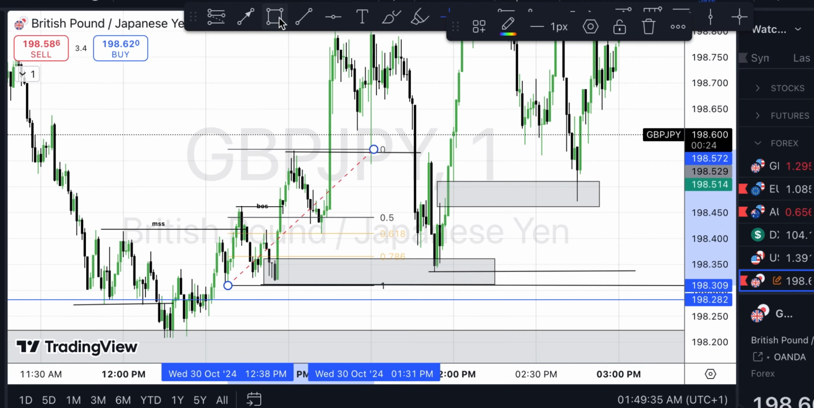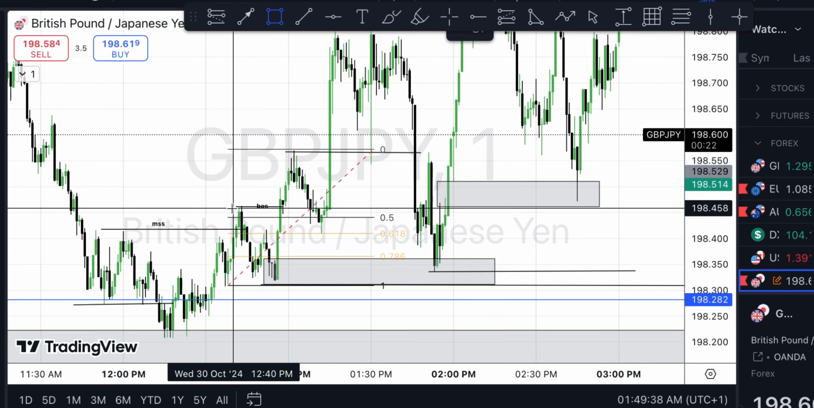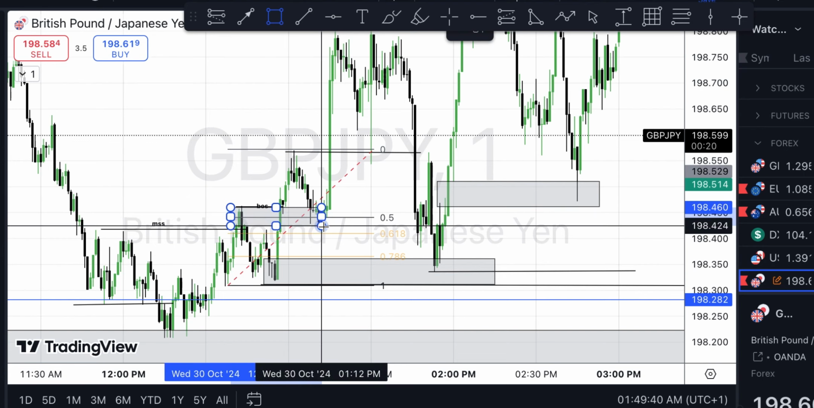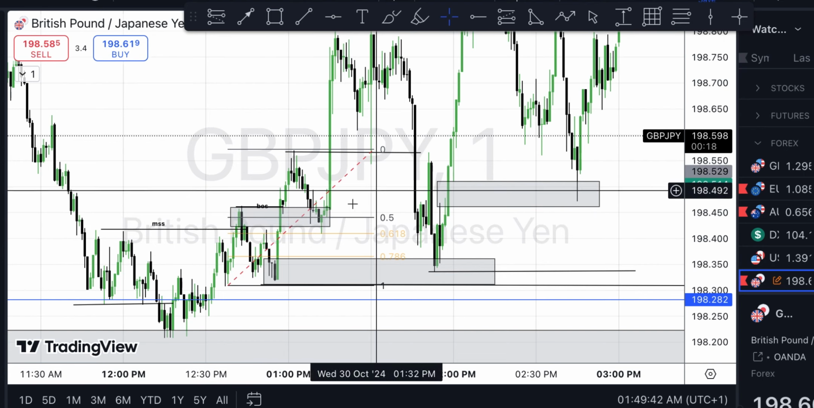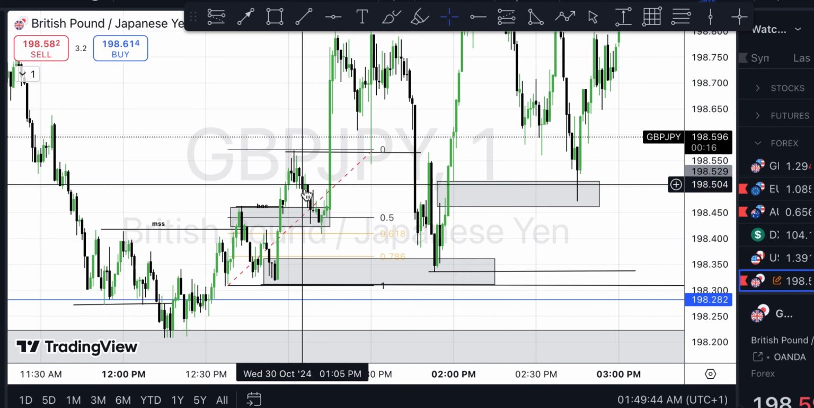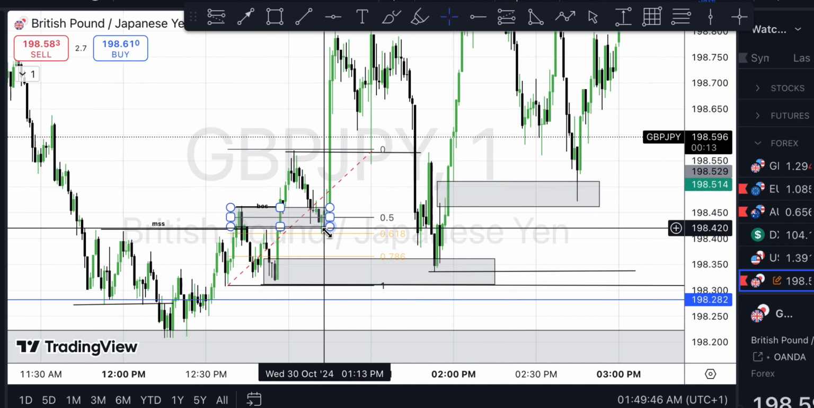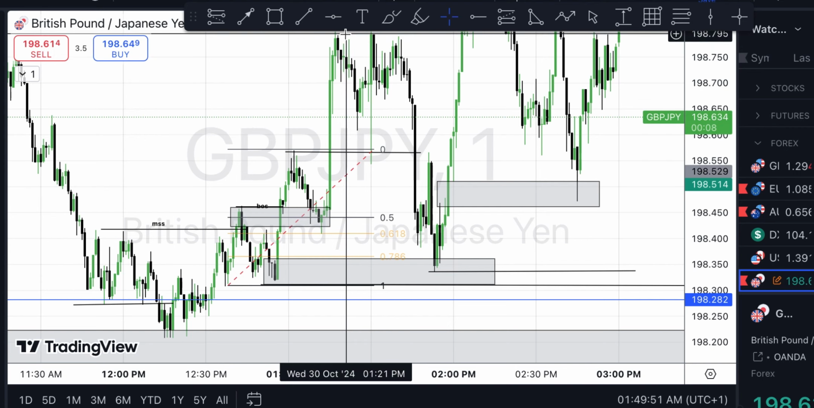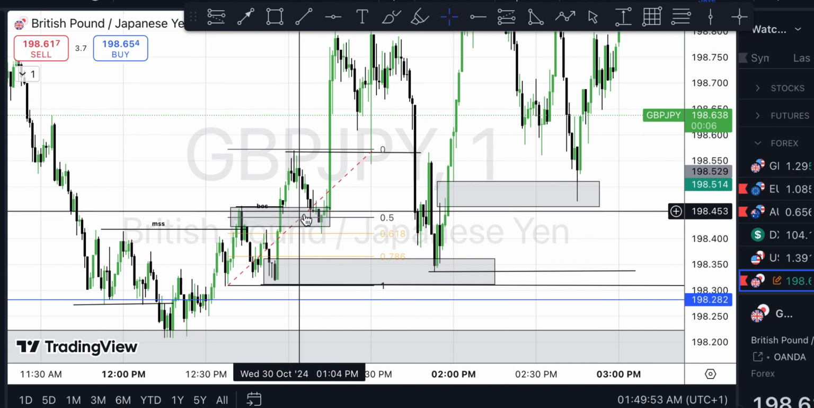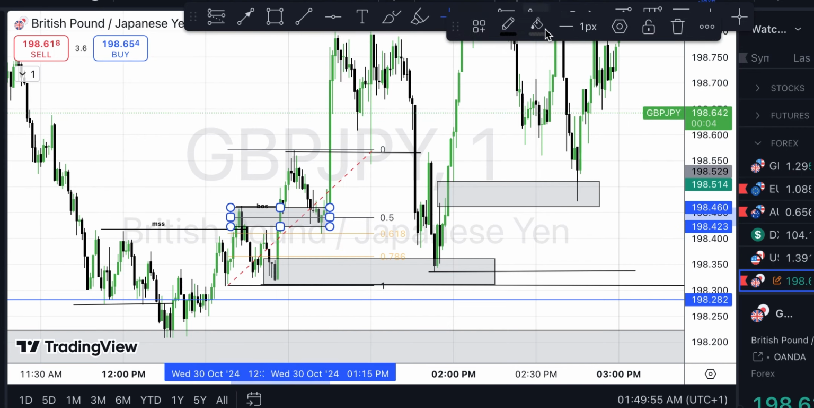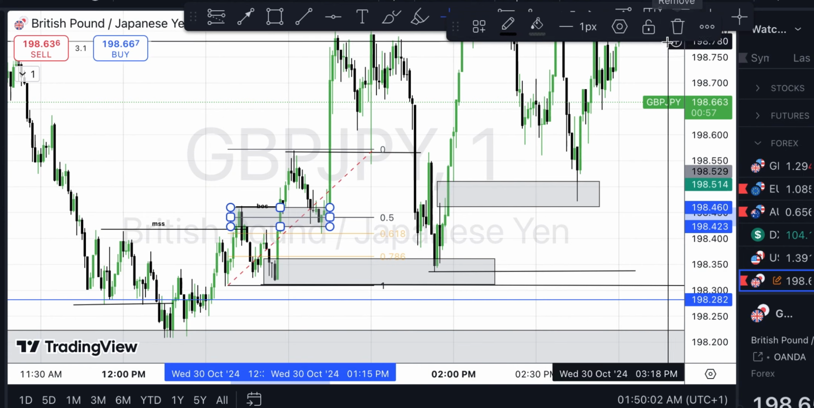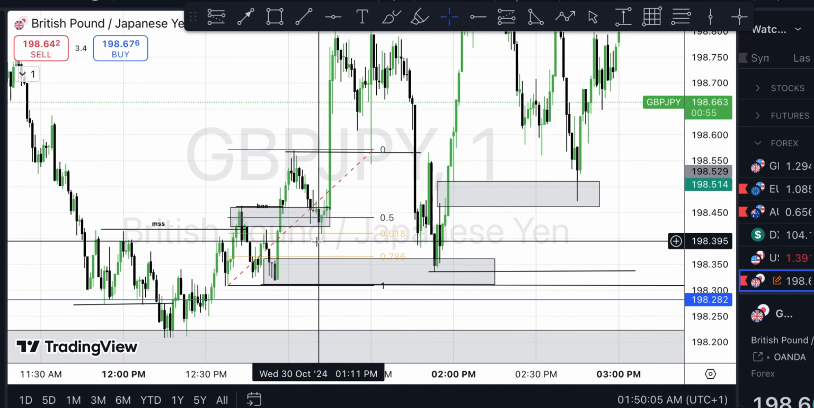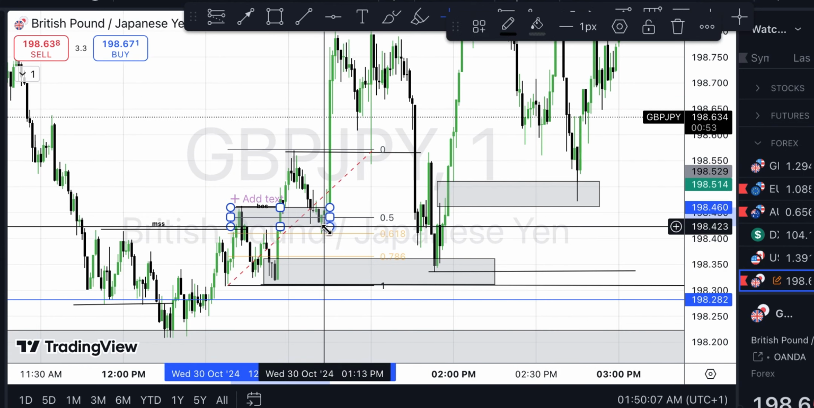So price actually retraced back to this breaker block here. If you don't know what a breaker block is, you can go to my YouTube channel, it is there. So price retraced back to this breaker block, and you can buy from here. But let's say you miss this opportunity here. You can see, that's why I say you don't chase the market. You allow price to come to you.